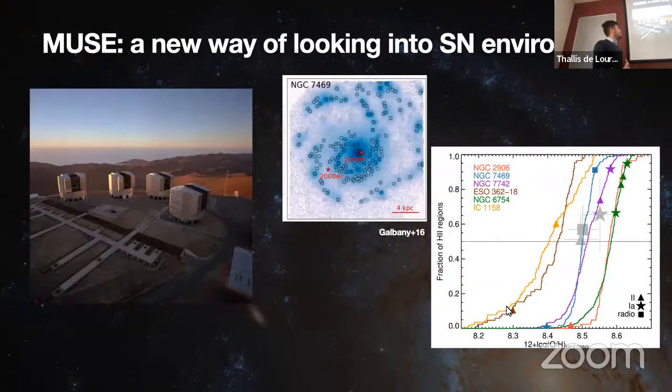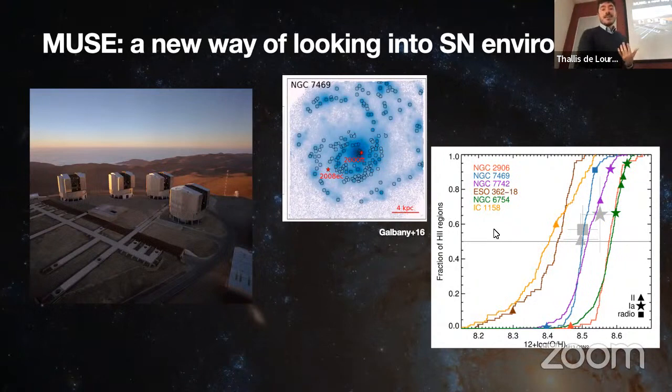So then came MUSE. MUSE is an integral field unit at the Very Large Telescope in the Paranal Observatory. What is important about MUSE is that it provides very high spatial resolution. So we can look with very high spatial detail into the galaxies that hosted supernovae. In this work from 2016, again from Luis Galbani and collaborators, they showed how powerful MUSE can be in the analysis of supernova environments.